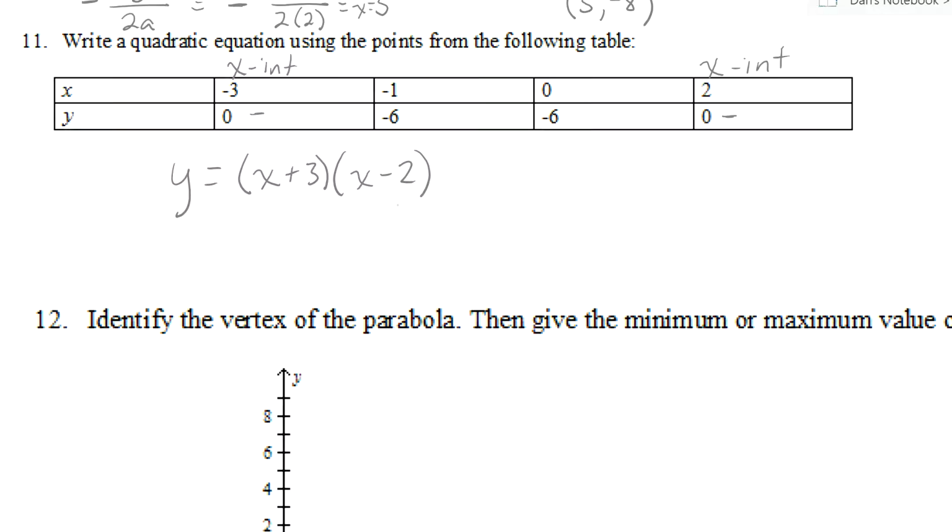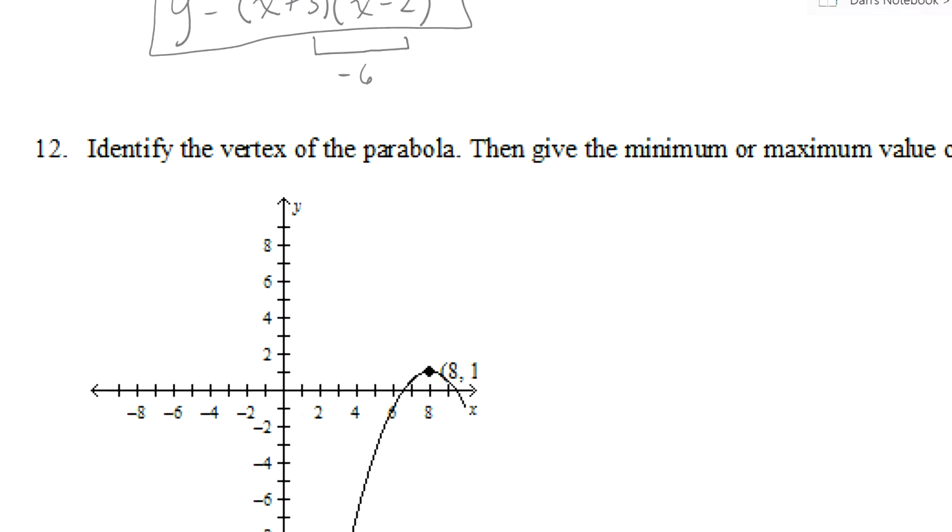And the last thing you got to check for is our y-intercept. If I multiply 3 times negative 2, I get negative 6. That's my y-intercept. And it checks here. If it doesn't check, we need to multiply, but I'm pretty sure on the test it's pretty straightforward like that one is. Okay.